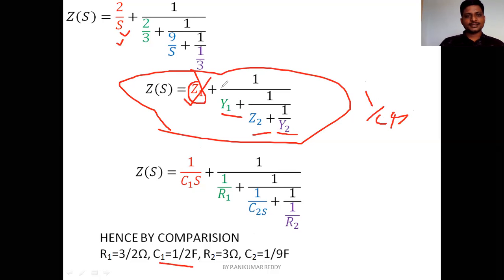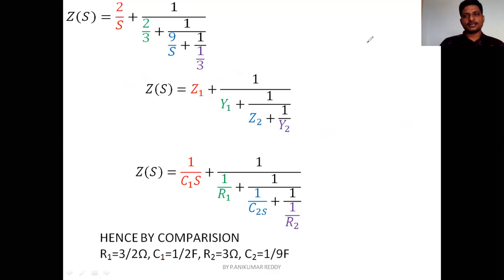Then 2 by 3 equal to Y1, which means R1 is equal to 3 by 2, you can write. Similarly, you can compare the third one, 9 by S equal to 1 by C2S. Therefore, C2 is equal to 1 by 9 farads. And finally, admittance Y2 is equal to 1 by 3. Therefore, resistor R2 is equal to 3 ohms. So after comparison, you can find the values of all the elements.